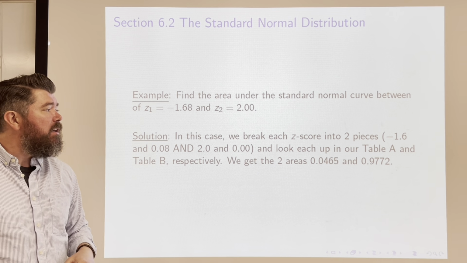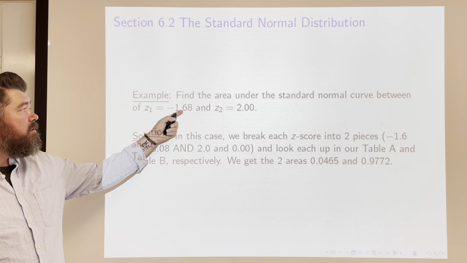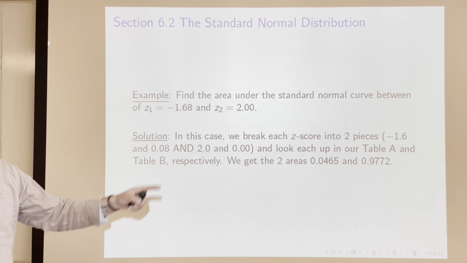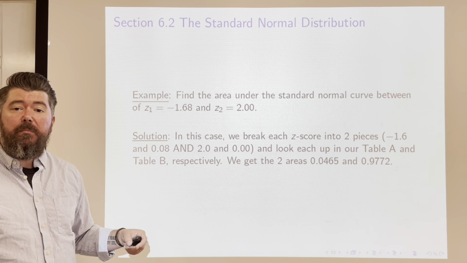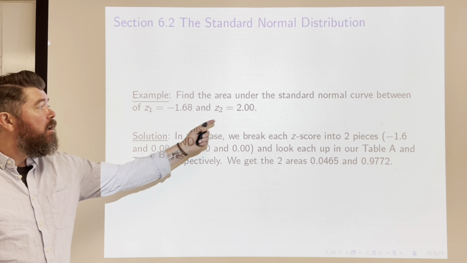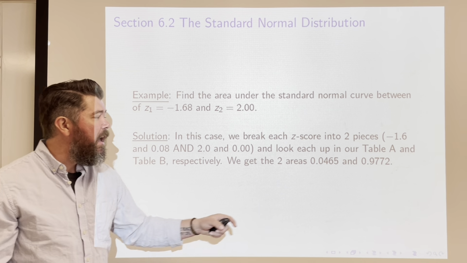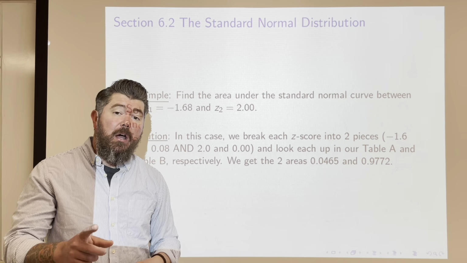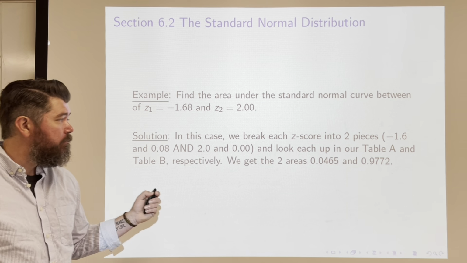In this case, we break each Z-score into two pieces, negative 1.6 and 0.08 for negative 1.68, and 2.0 and 0.00 for 2.00. And look up each value in our table A and table B respectively. Notice that Z1 is negative, so it's going to be found in table A, and Z2 is positive, so it's going to be found in table B. We get the following areas, 0.0465 and 0.9772. Again, pause the video and make sure you're getting these values as you're following along.